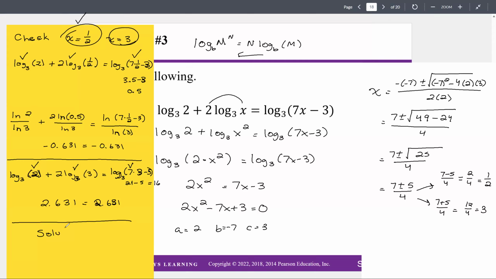So my solutions, we'll just do this. These are my solutions. Both of them are the correct solution. Sorry, like I said, I'm having a little glitch right here, so I'm going to fix it and come back.